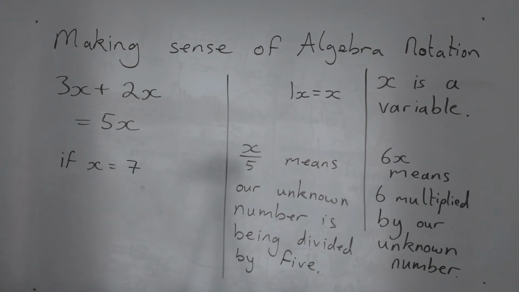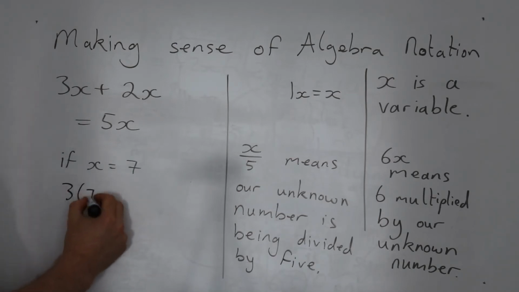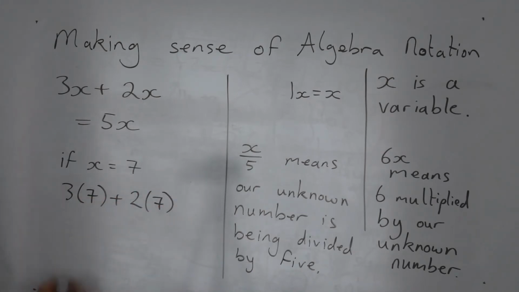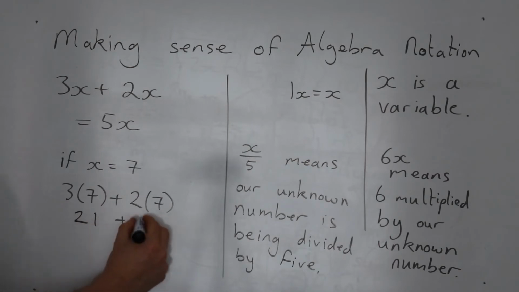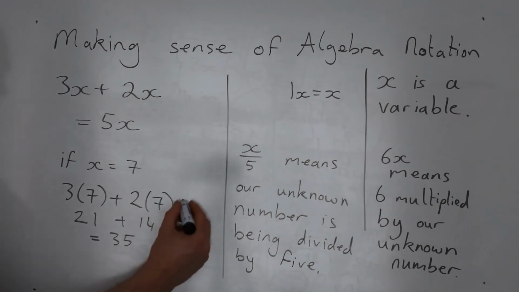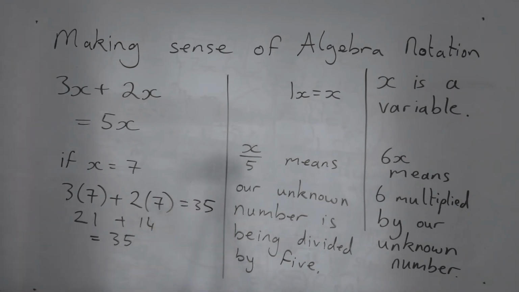Let's take a look. If x equals 7, our expression up here means 3 multiplied by 7 plus 2 multiplied by 7. We know that is 21 plus 14, that is 35. So we know the answer should be 35.